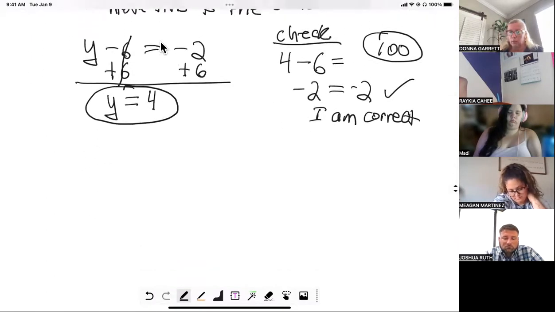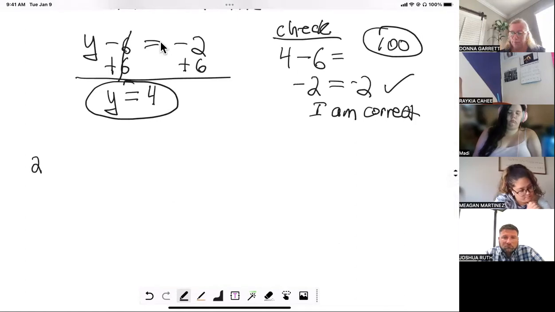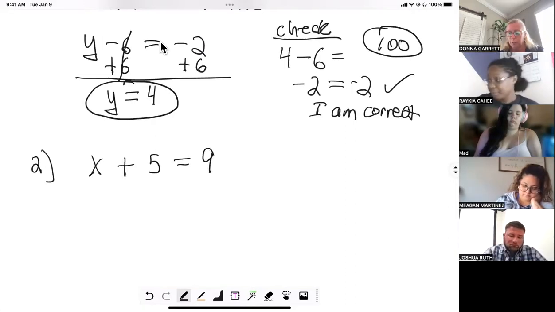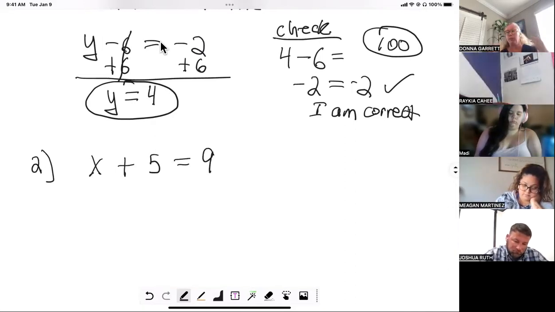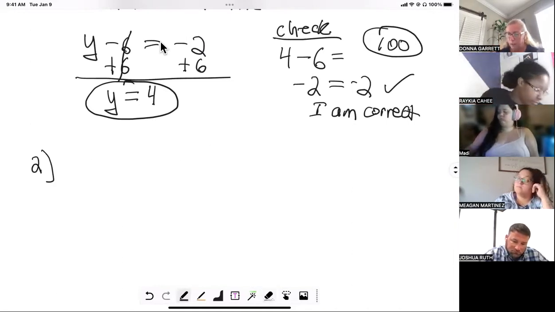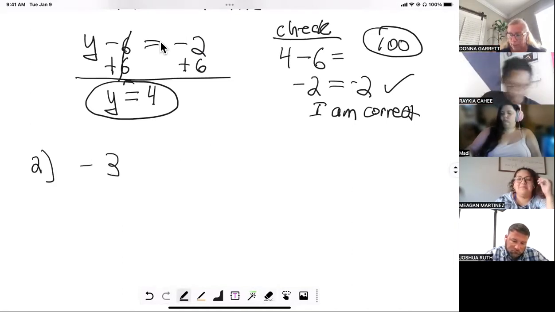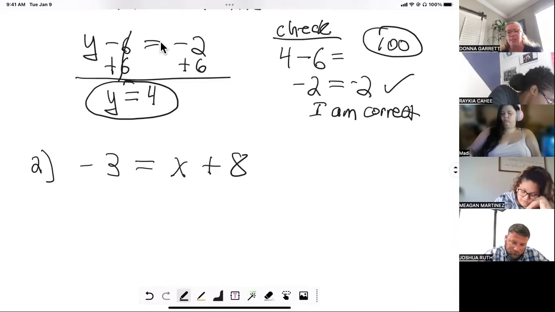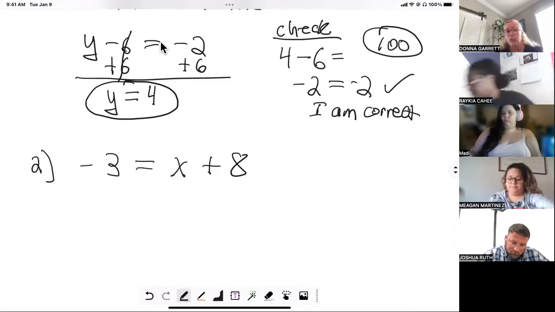Let's look at number 2. I know that you can just do these in your head. A lot of you can figure out the answer. Oh, that's not my answer, that was my checking. Hold on. New equation, -3 equals x plus 8. Some of you can look at it and go, oh, the answer is this. I get it, I can too. But that's not what we're here for. We're here to show work.